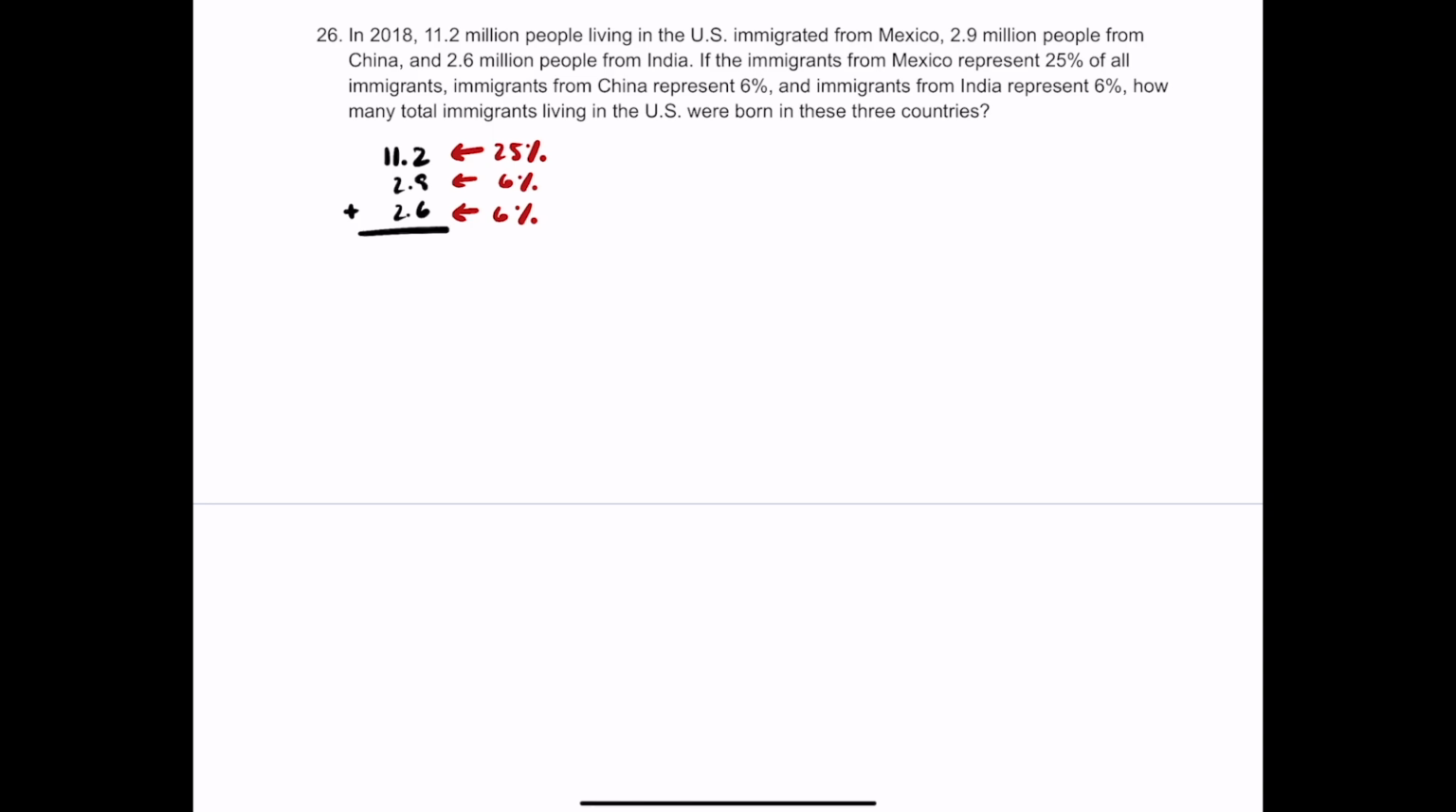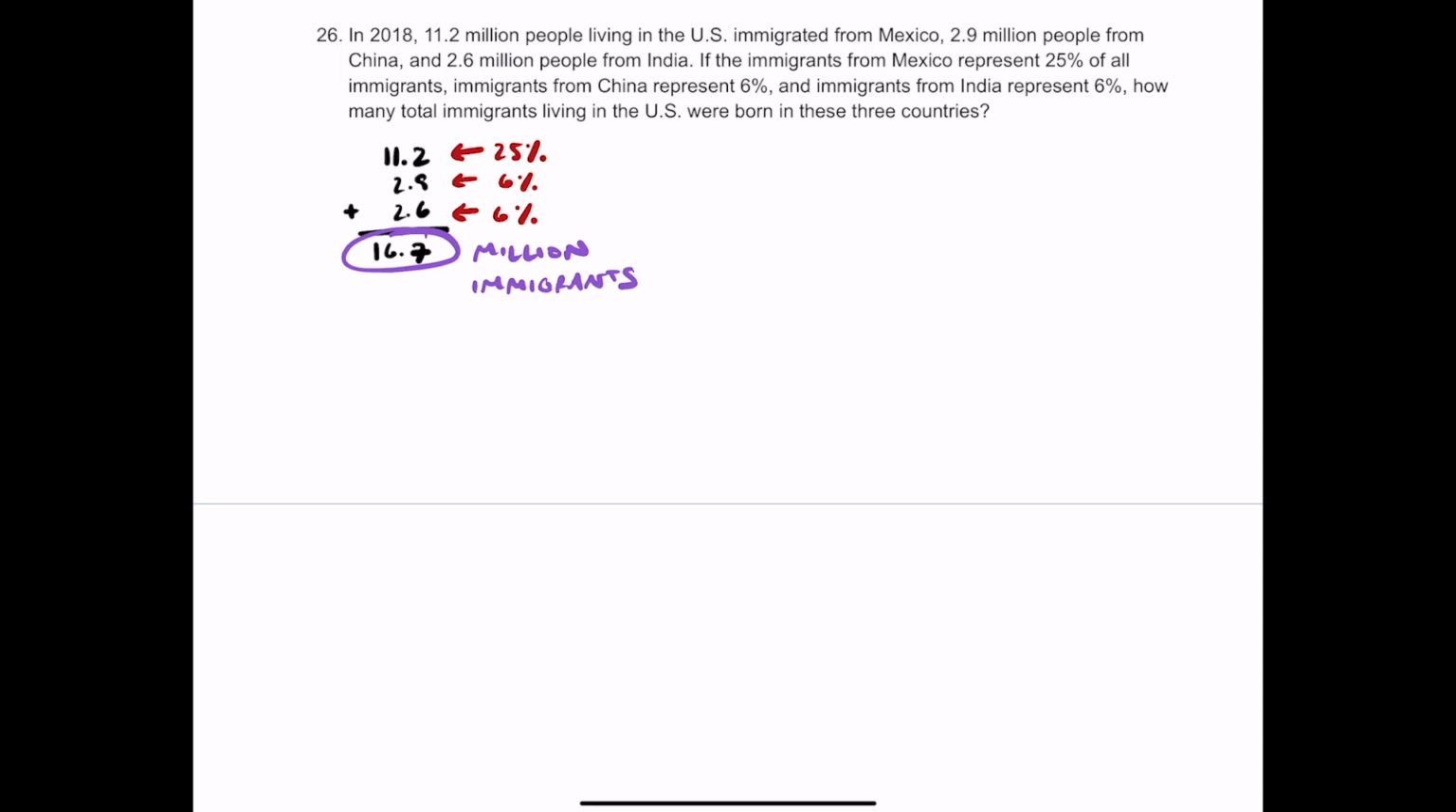2.9 million and 2.6 million. I mean, there is a 300,000 difference or so, but when you look at it in the big picture, it is somewhat closer together. So 11.2 plus 2.9 plus 2.6 is going to be 16.7. So when it says how many total immigrants living in the U.S. in 2018 were born in these three countries, this is our value. So this is going to be 16.7 million immigrants from these three countries.